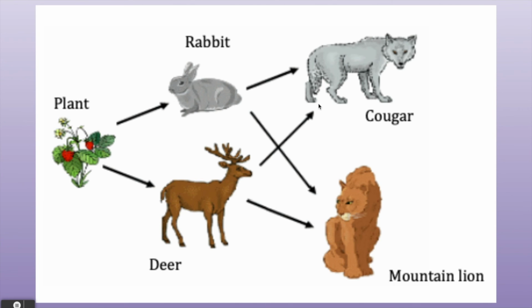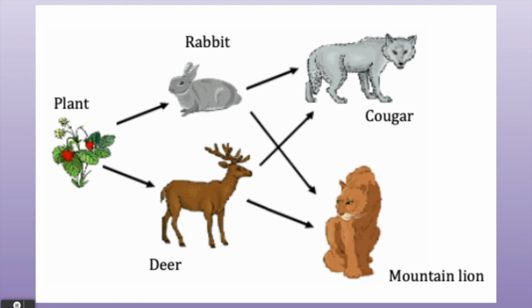If you said carnivore, that is correct. The cougar is a carnivore because it is eating another animal and its main diet consists of meat. Now my last question is, we see that we have a rabbit, deer, mountain lion, and cougar. True or false? All of these animals, the rabbit, deer, mountain lion, and cougar, are all consumers. Is that true or false?